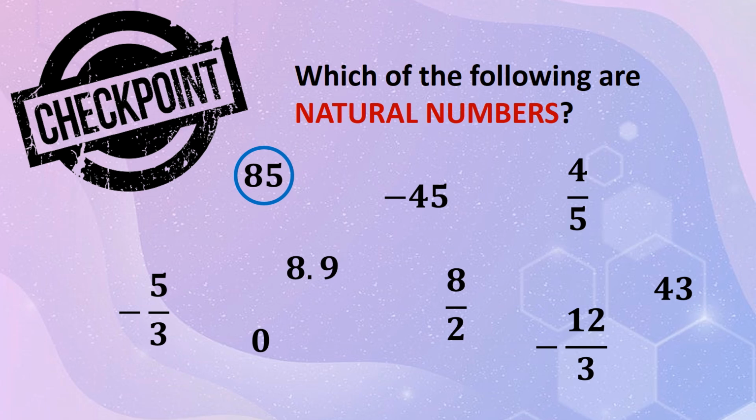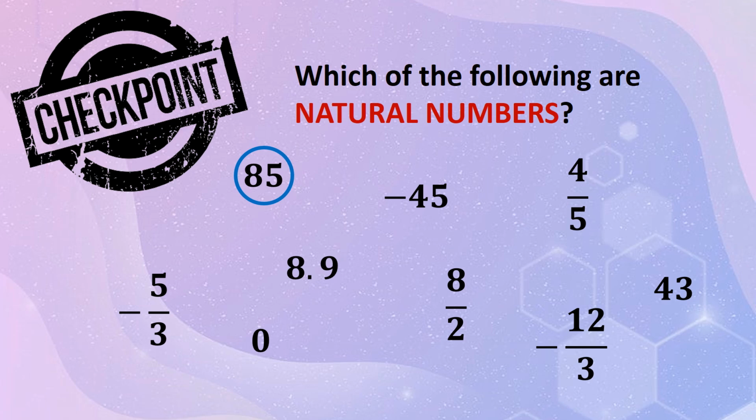The next one we have is negative 5 over 3. First, it is a negative number. Second, when you divide 5 over 3, you will get a decimal. So in this case, negative 5 over 3 is also not a natural number. The next one we have is 0. Is 0 a natural number? Think about it. Are you naturally born with at least one finger? Yes, you do, right? So that's why 0 is not a natural number.